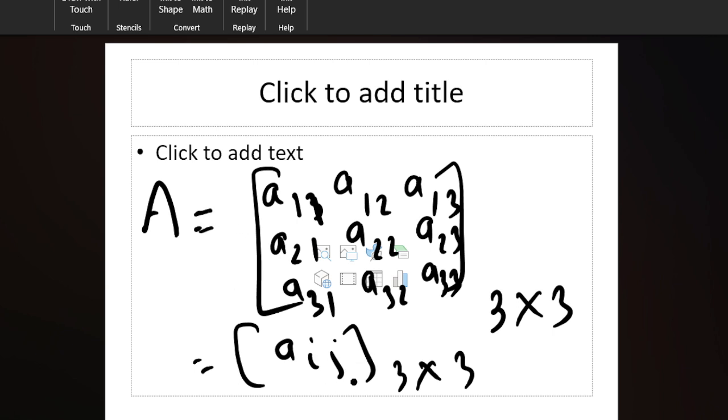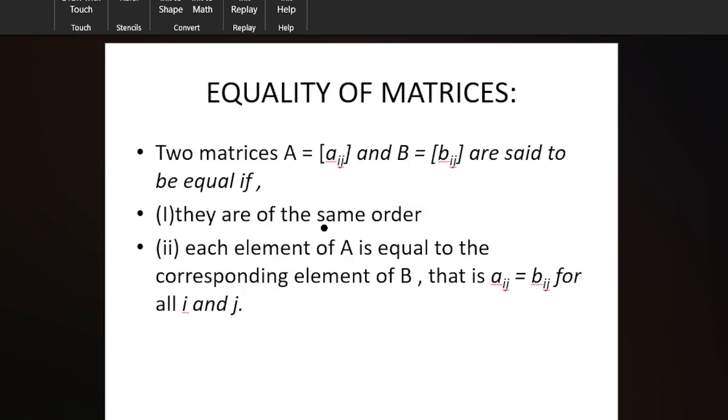So we are writing in terms of ij. But particularly, if we want to write, then we can write A11, A12, A13, A21, A22, A23, A31, A32, A33. So here you must have understood that A32, the element belongs to the third row and second column. A21 belongs to the second row, first column. Now come to equality of matrices.